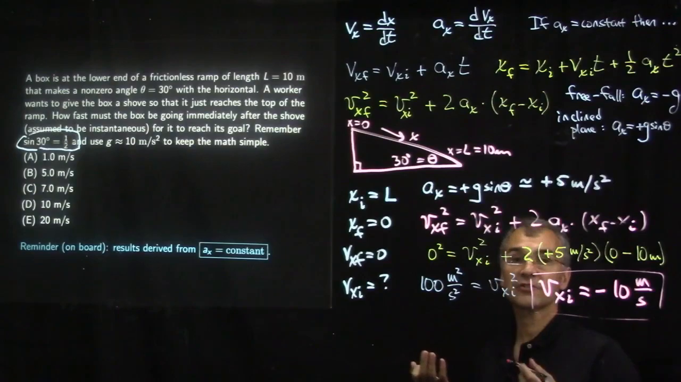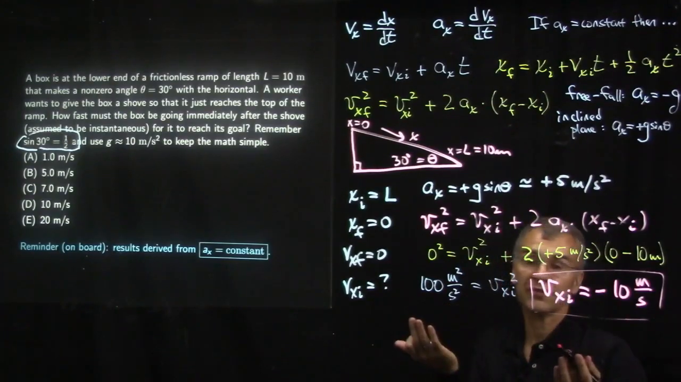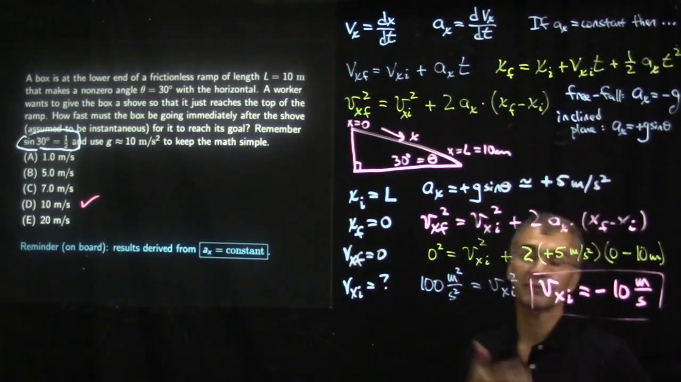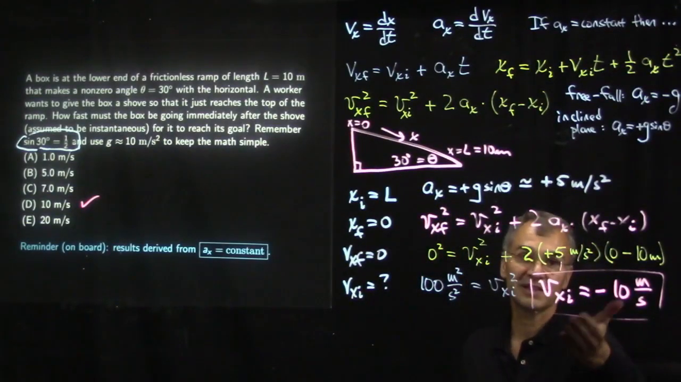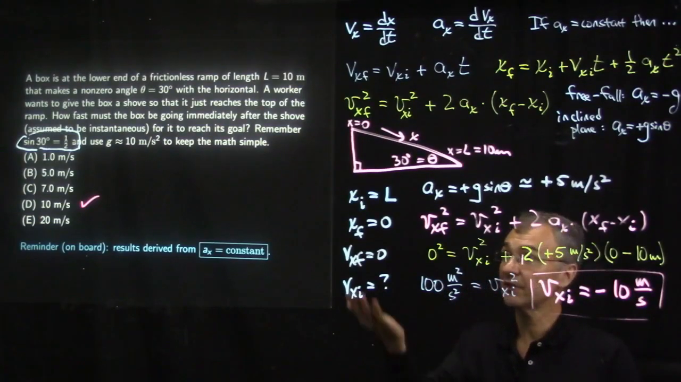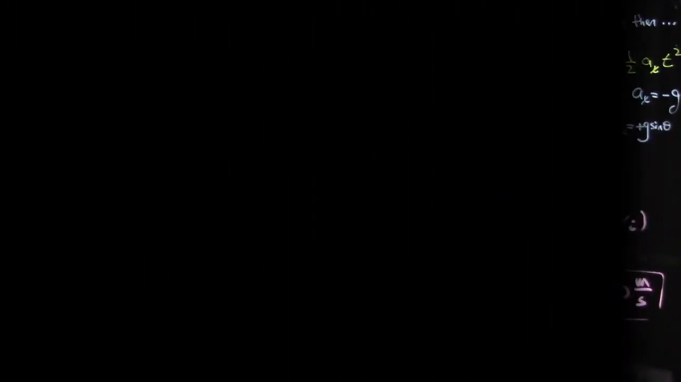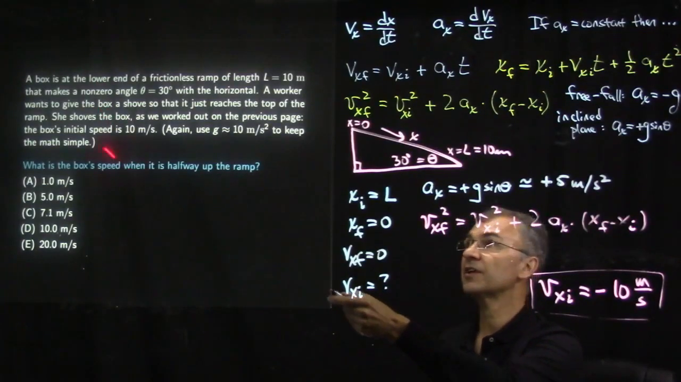Well, how fast? Okay, so how fast is the speed? So the speed has to be 10 meters per second, but it's 10 meters per second uphill. So the velocity is minus 10 meters per second in the x direction. But the speed is 10 meters per second. So I think I like that. I like answer delta.